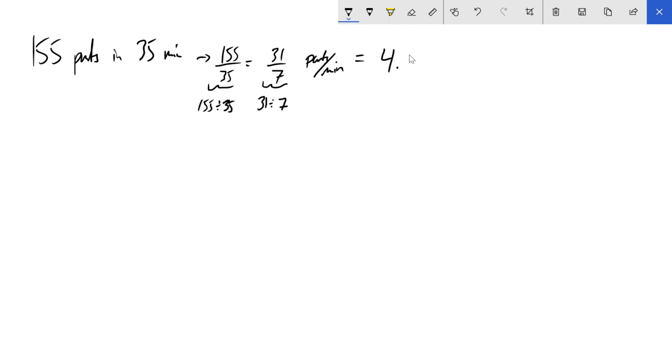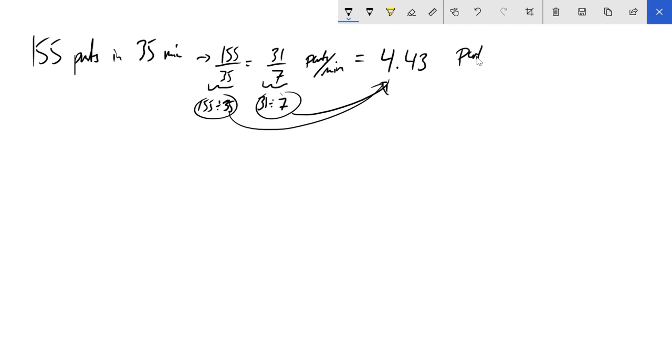4.43, if you round to the hundredths. I'm pulling out my calculator and doing 31 divided by 7. Or you could do it back at that step: just take 155 and divide by 35. Either way, they'll give you that decimal.